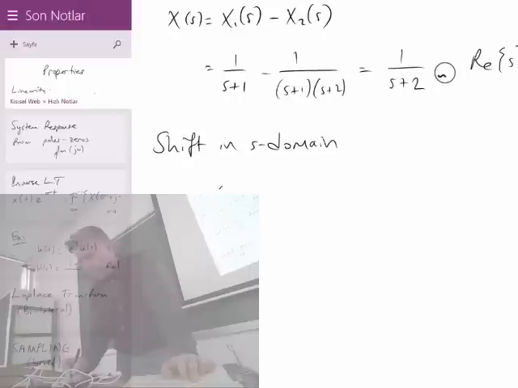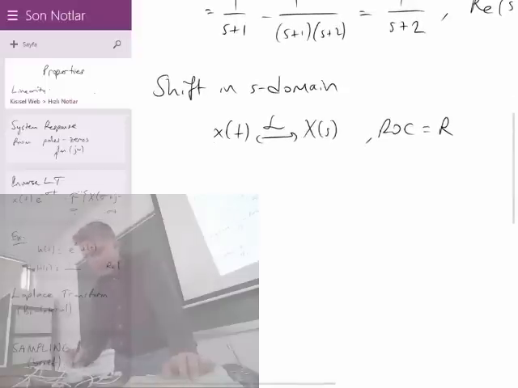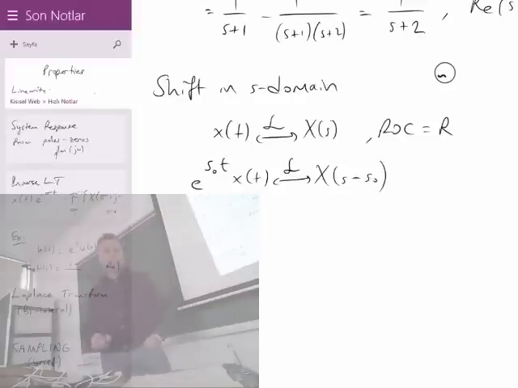It happens like this. x(t) has a Laplace transform of capital X(s), and the region of convergence is equal to R, a region, it may be a stripe, it may be some regions, whatever. Then e^(s0 t) times x(t) will have a Laplace transform X(s minus s0). Now, what happens to the region of convergence?